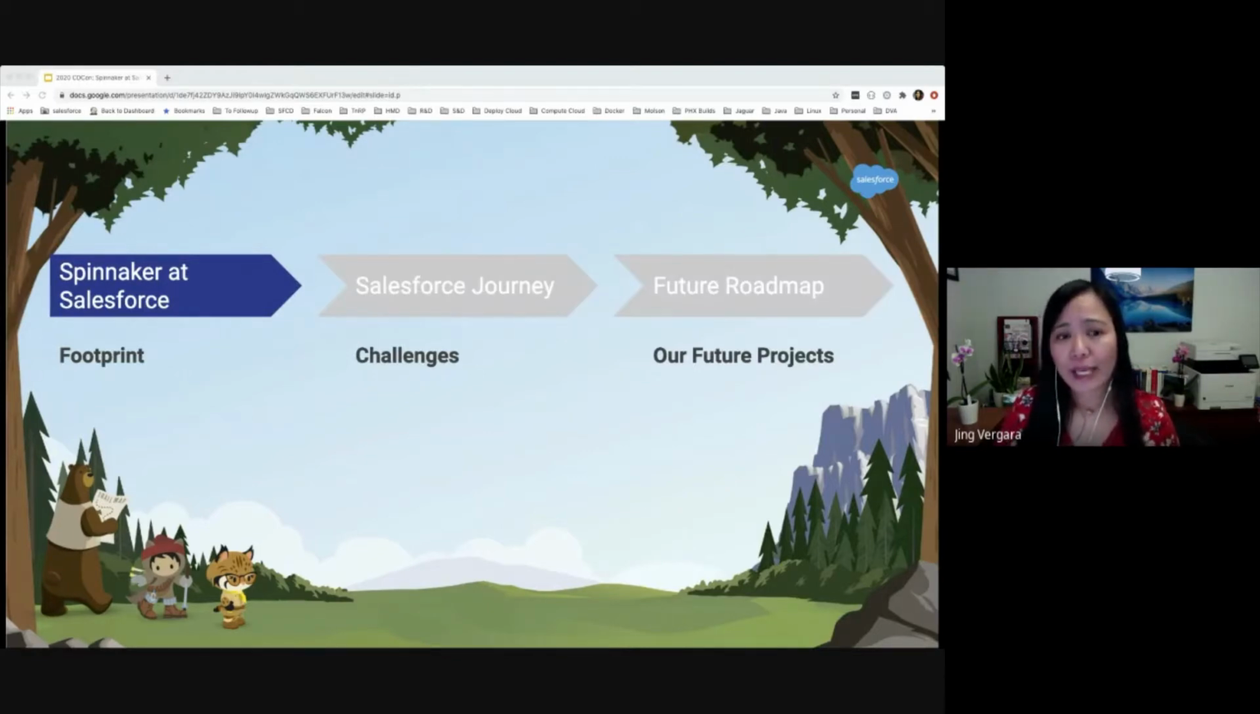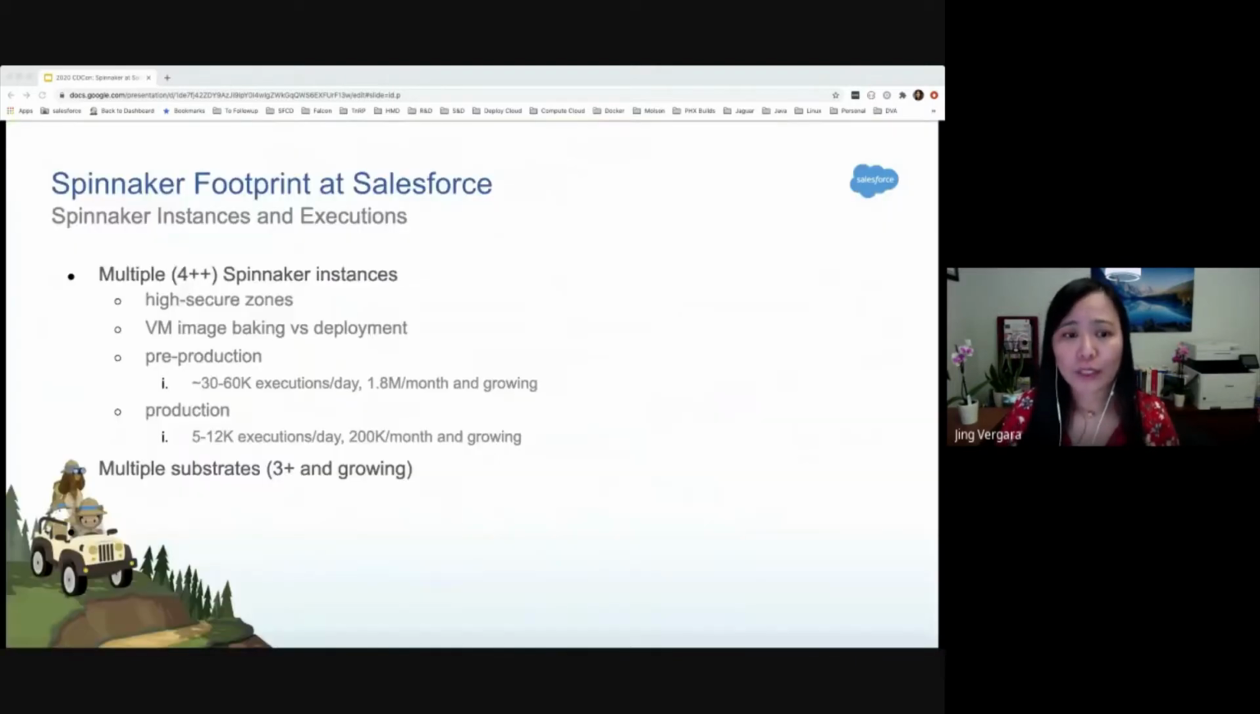So can you guess how many Spinnaker instances we have at Salesforce? If you guessed 1, 2, or 3, unfortunately, that's incorrect. We actually have about 4 Spinnaker instances, and that number continues to grow. The main reason for having many Spinnaker instances is to minimize the blast radius.